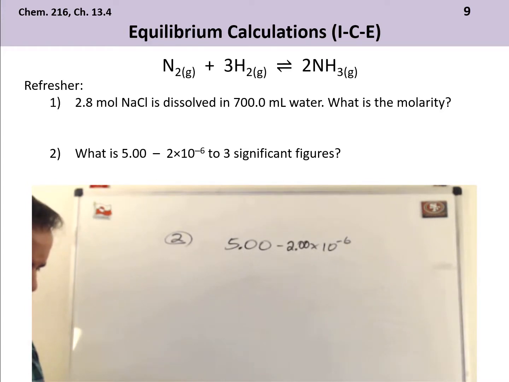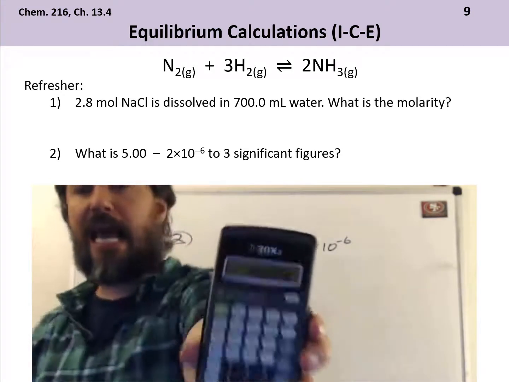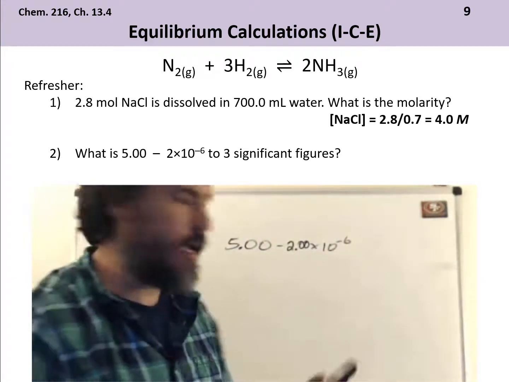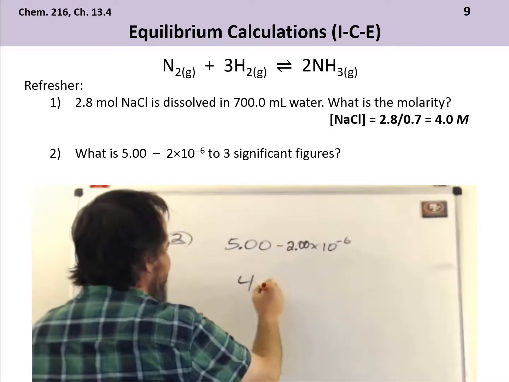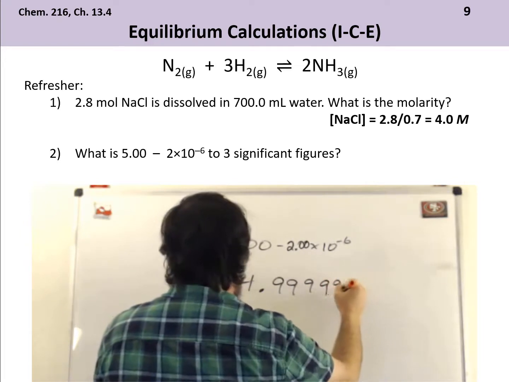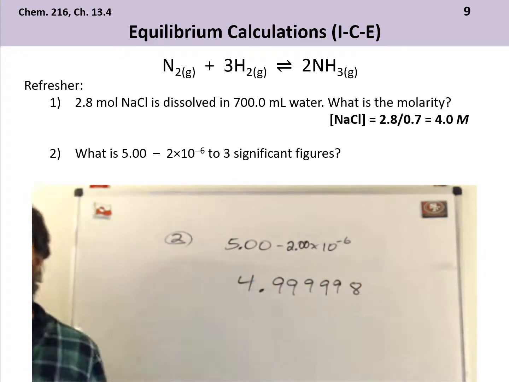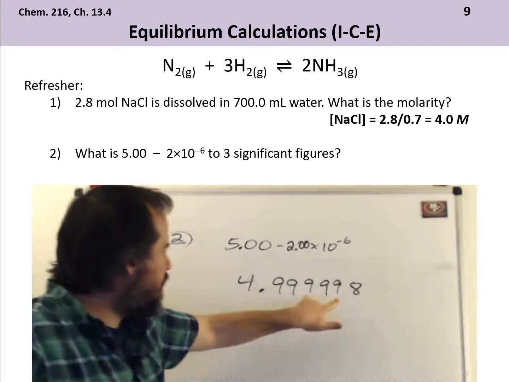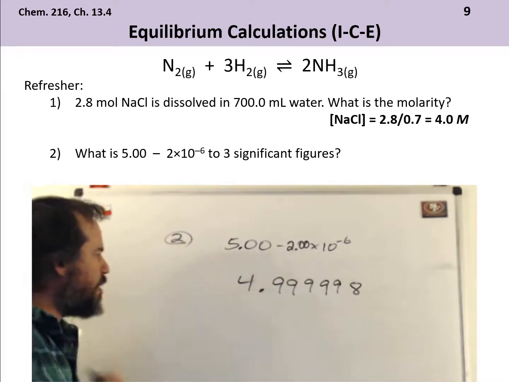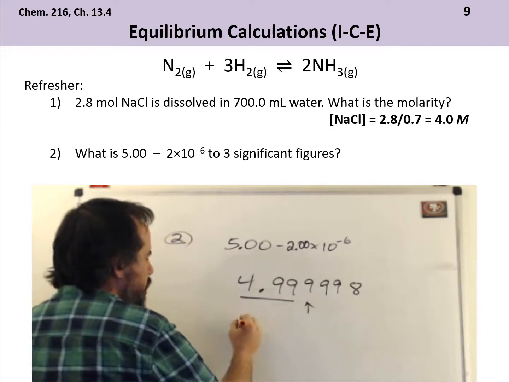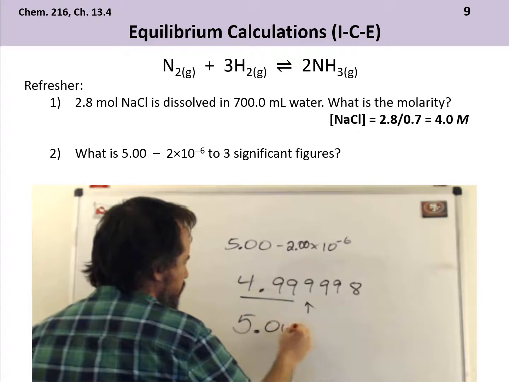So when I do this in my calculator, this is what I get: 4.9999998. I don't know if I said the right number of 9s, so I'm just going to write it down. That's my answer. Okay. How many sig figs does this have? I need to round to 3. So I'm going to keep these, and this is a 9, so I'm going to round up to 5.00.